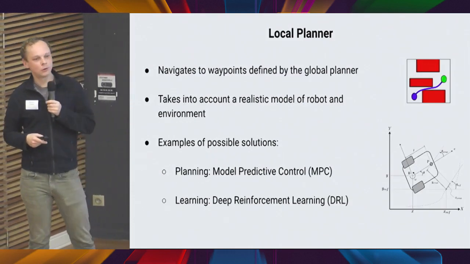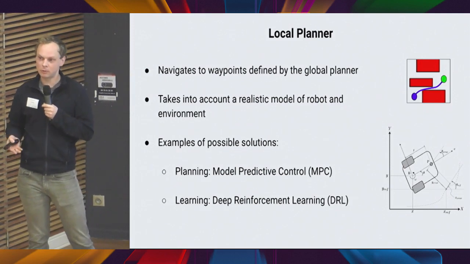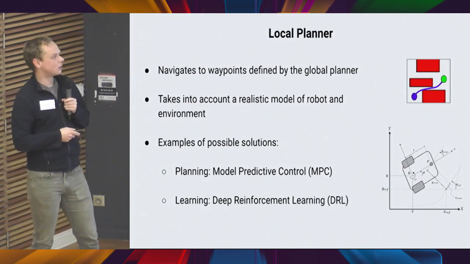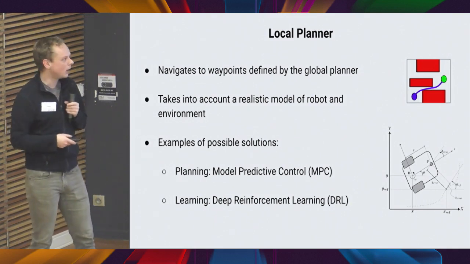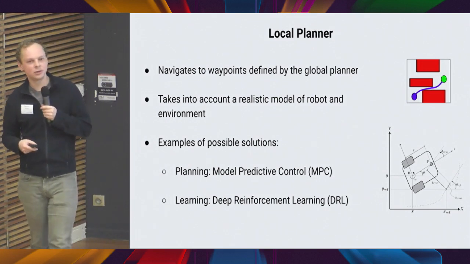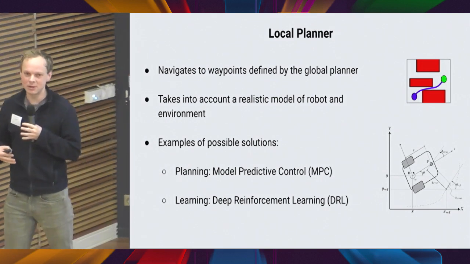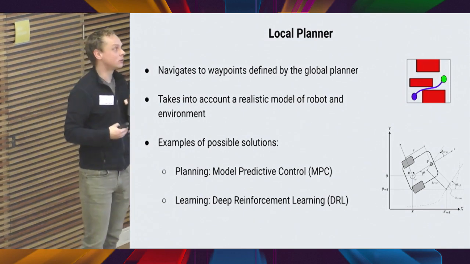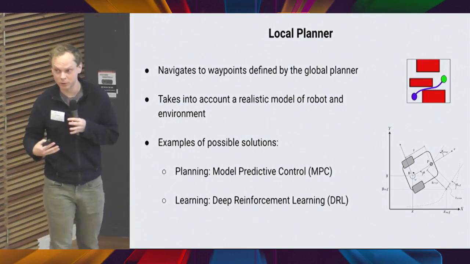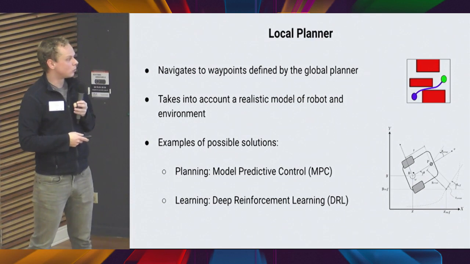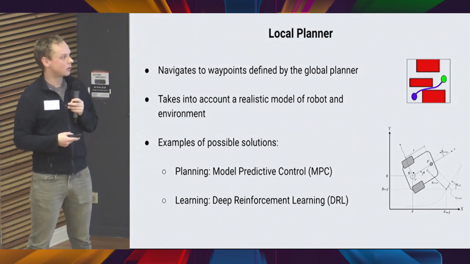So then this is given to the local planner. The local planner knows it's here and has to go to this next waypoint. The local planner usually takes into account a bit more elaborate or realistic model of the robot, so you can describe the robot and also the environment in more detail.